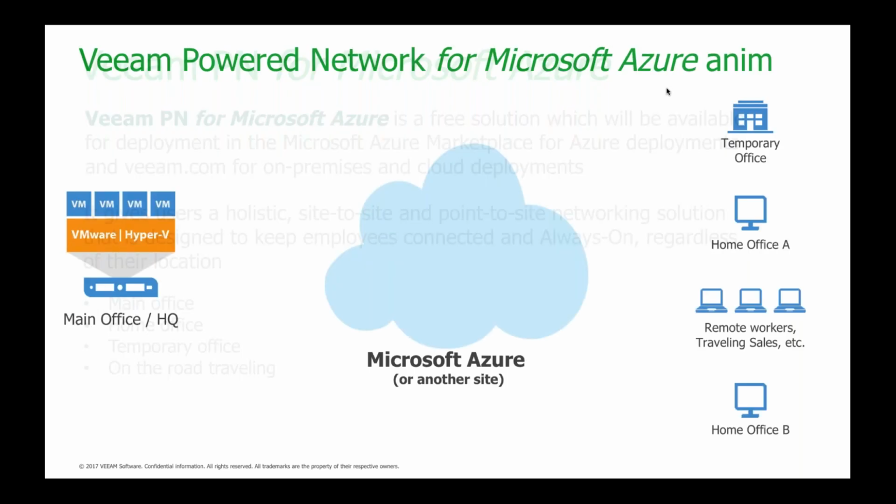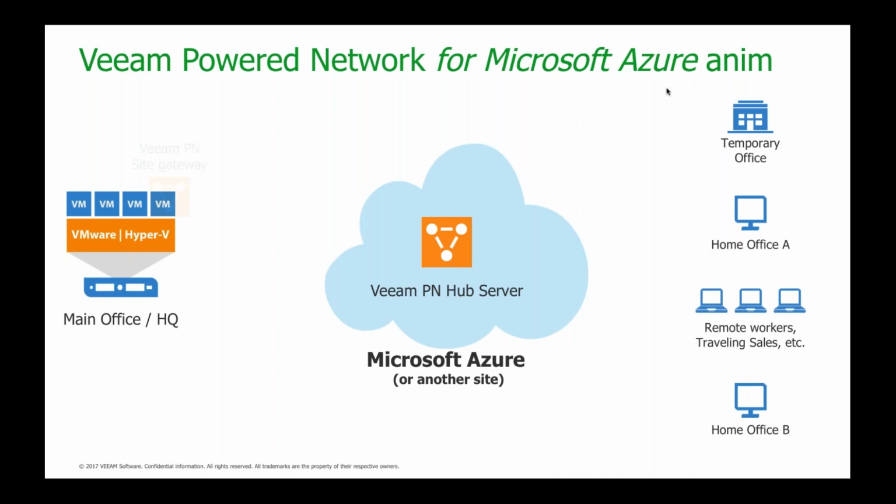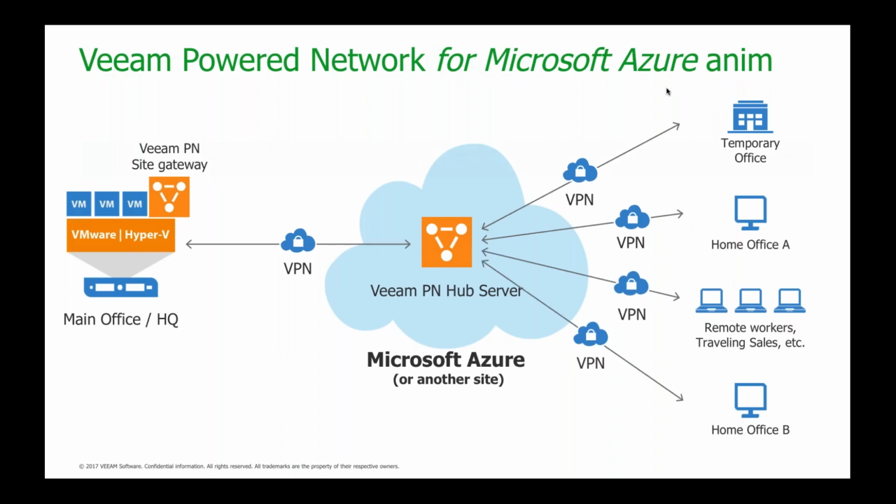So taking a look at the components, we've got a slide that shows a main office, we've got Microsoft Azure, or another site being another service provider, and then we've got a bunch of locations: a temporary office, a home office, some remote workers, and even another home office there just for good luck. What we do is we basically deploy the Veeam PN hub server into Azure. We also deploy a Veeam PN site gateway into the on-premises location. And from there, we create a bunch of site-to-site or point-to-site VPNs. And that effectively works to extend the main office network to the Azure network and into these networks that you see on the right-hand side.